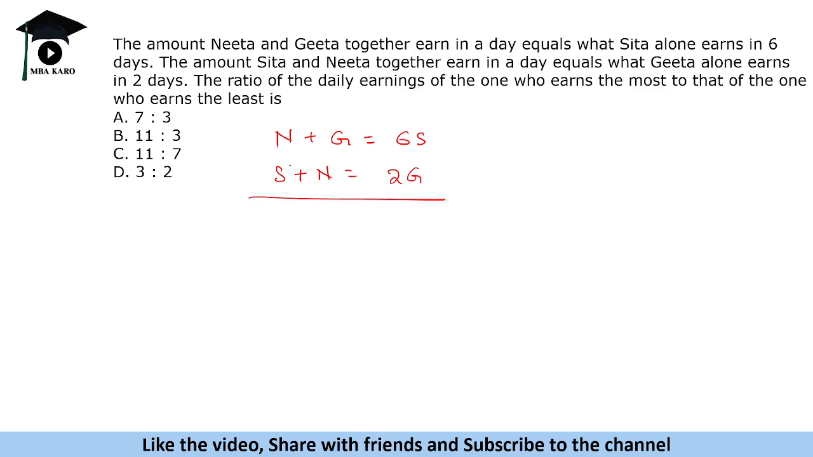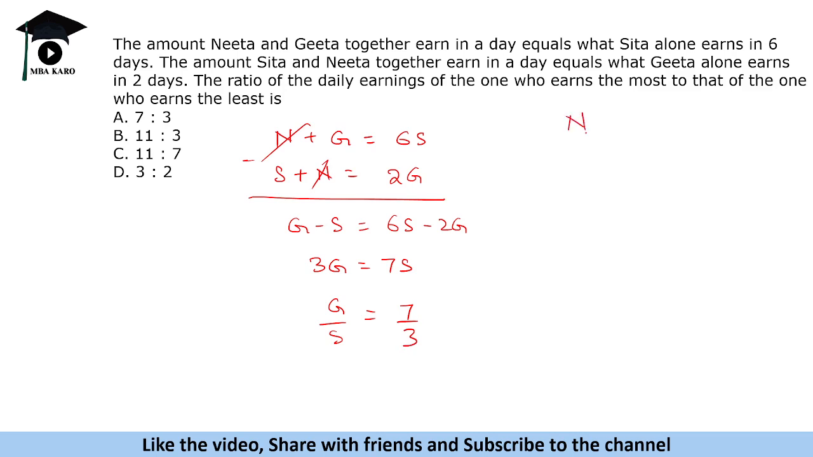Okay, so just subtract it. So we see that Geeta minus Sita. Okay, so when we do the subtraction, that is 6 times Sita minus 2 times Geeta. So if we see this, this comes as 3 times Geeta is equal to 7 times Sita. Okay, now Geeta upon Sita, we can get the ratio. Geeta upon Sita is 7 and 3.